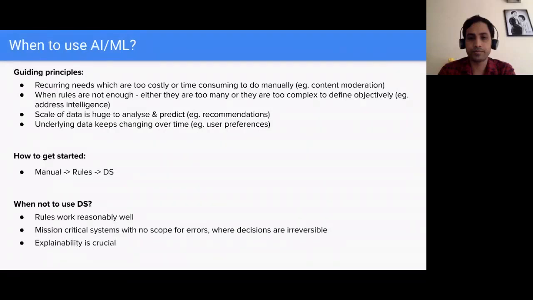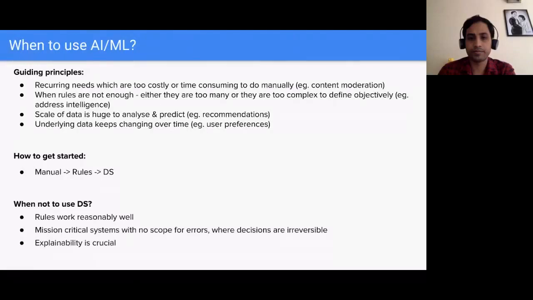We talked about address intelligence. There are so many pieces in addresses which could go wrong. There could be a wrong pin code. There could be wrong building names given as reference landmarks. There could be so many things which could go wrong, right? So how do we incorporate so many complex rules? It's virtually impossible, and that is where probably data science comes in handy.